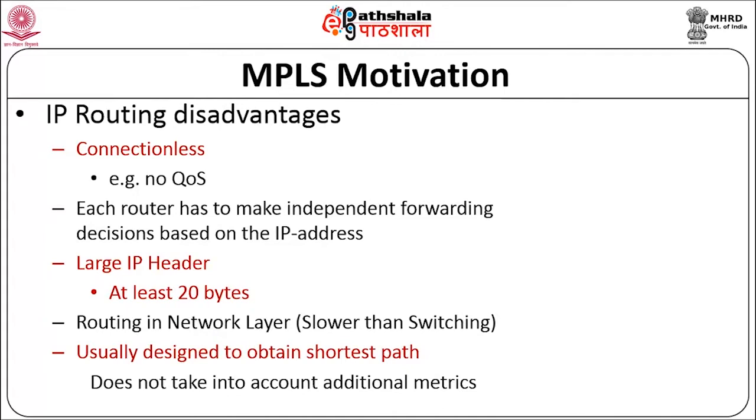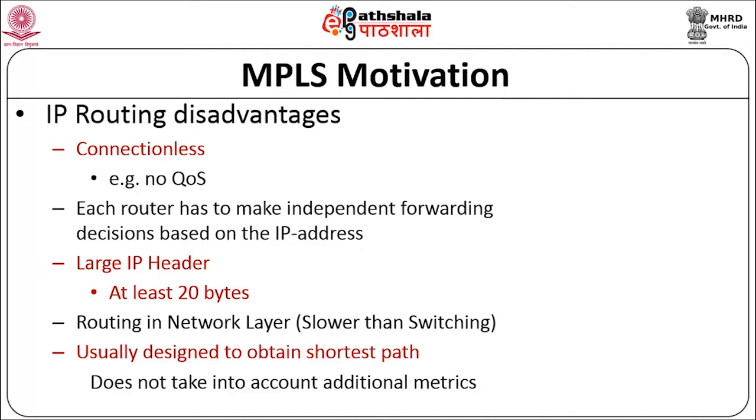And remember, the IP headers are pretty large, at least 20 bytes, the standard header itself is 20 bytes, which needs to be processed at every router. And we are doing this routing at the network layer rather than just a simple switching. So it can be slower than the switching process compared to circuit or virtual circuit switching. So it is a slower process, and usually IP is designed to work with the shortest path routes. You basically work for shortest path. You normally do not take into account additional metrics. So we would also like to take into account additional metrics wherever possible.